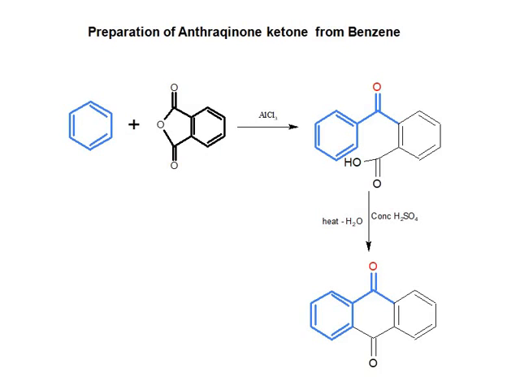The next type of reaction we will see is the preparation of anthraquinone from benzene. This is also a Friedel-Crafts acylation type of reaction. The benzene can be treated with phthalic anhydride in the presence of aluminum trichloride.